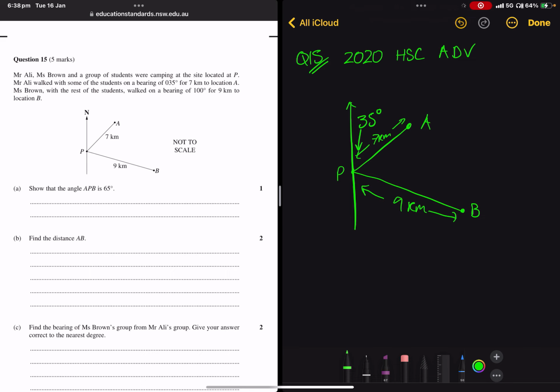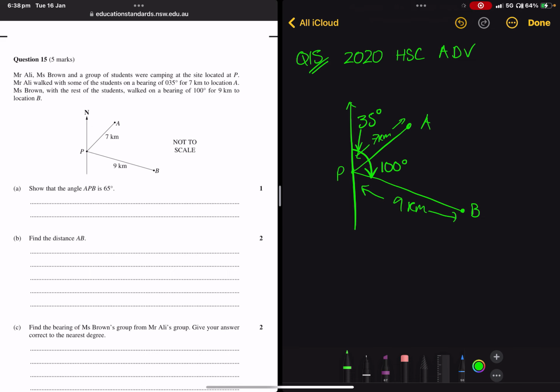Miss Brown, with the rest of the students, walked on a bearing of 100 degrees for 9 kilometers. Okay, that means this angle is going to be 100 degrees, and we're told she walked for 9 kilometers. So we're getting this information from the question. You don't have to add it to the diagram, but you can if you want as you're going along. Often it will help to add these pieces of information to the diagram because it'll make later stuff easier.